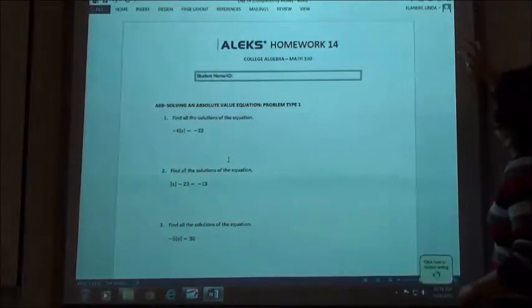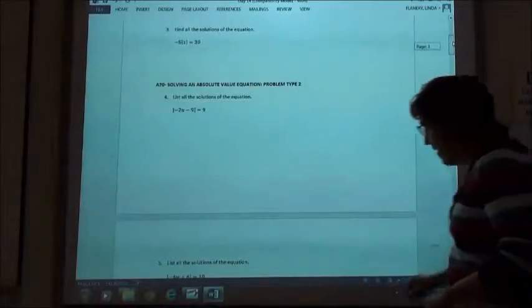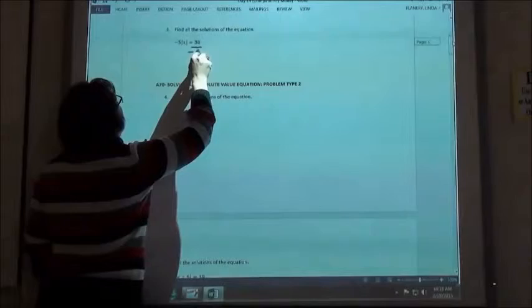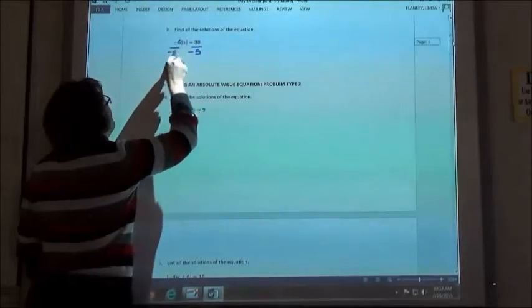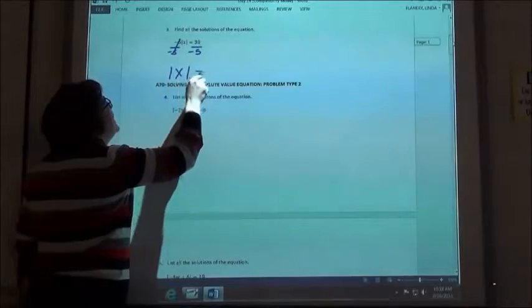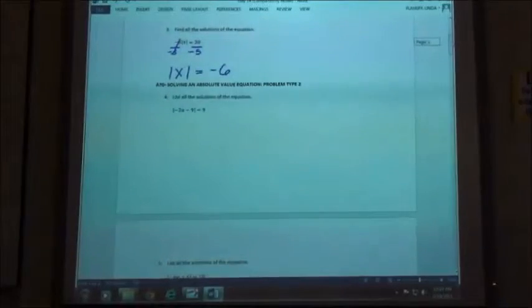Now on the third one, once I get my board moved up here, if I have this one, what should I do to get the absolute value of x by itself? You're going to divide it by 5. I'm going to divide it by negative 5, right? So I'm going to have the absolute value of x equals negative 6. Now, I got to think about absolute value.